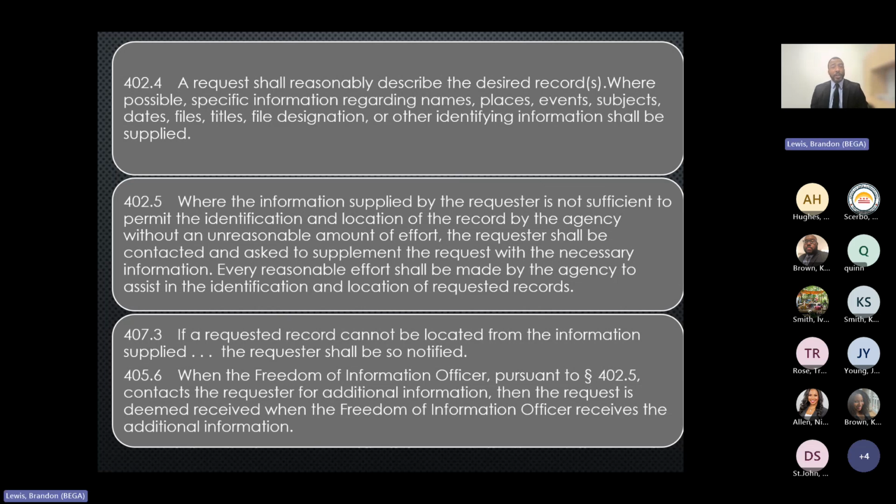And when the Freedom of Information Officer, pursuant to Section 402.5 of DCMR, contacts the requester for additional information, then the request is deemed received when the FOIA officer receives the additional information.